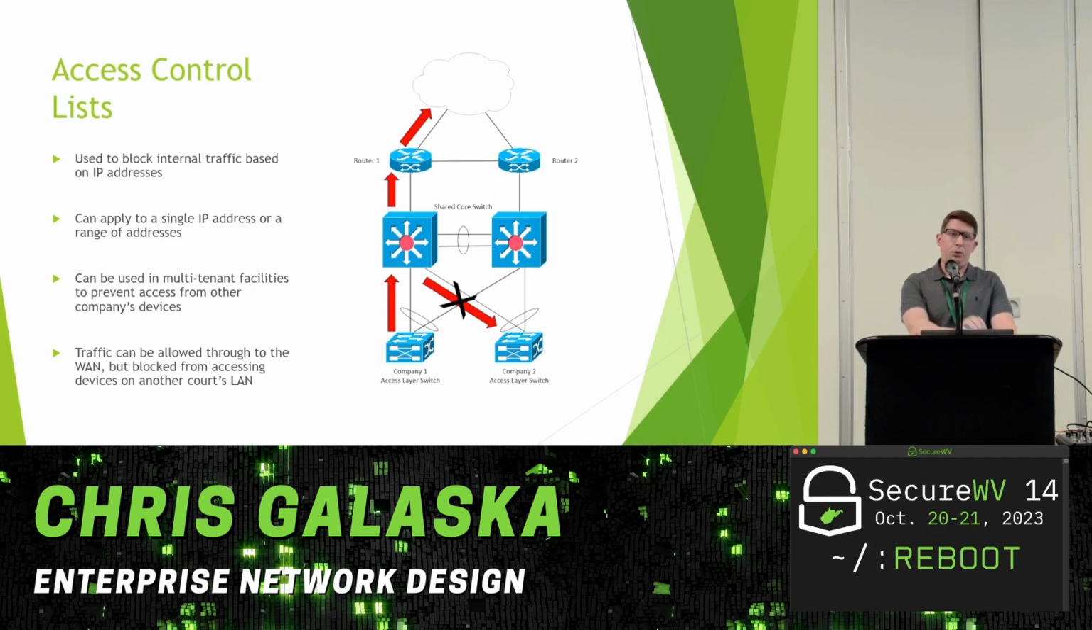But in this example here, again, just a multi-tenant facility, there's just an access control list on the core switch that would block all of the traffic from company 1 from being able to get to company 2, but it can still get out to the internet. And so that's done by IP address, and it blocks everything. It's just a full-on block unless you're using extended ACLs that get into only blocking or only allowing specific protocols.